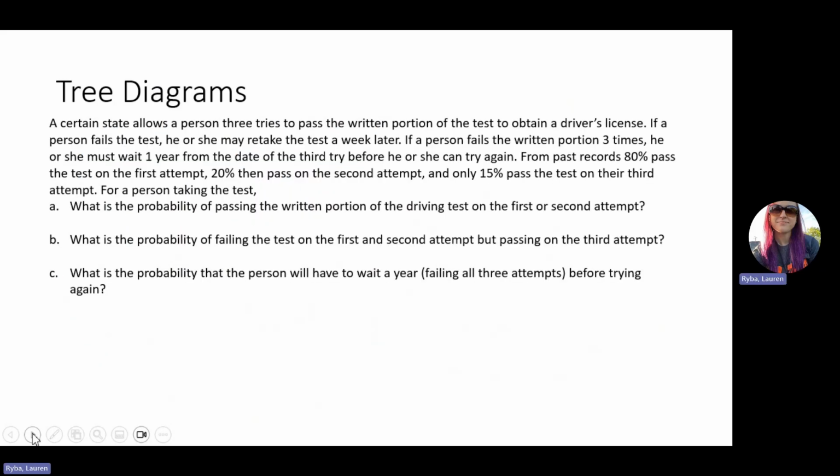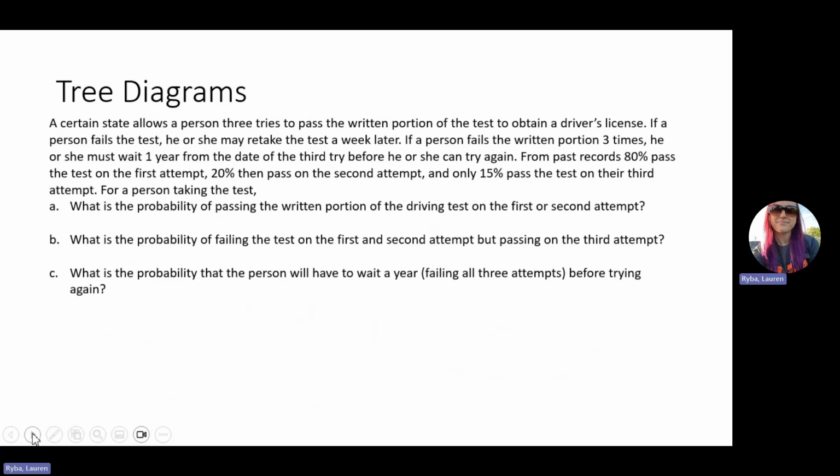Okay, sometimes it helps us to draw a tree diagram to help us in solving these. A certain state allows a person 3 tries to pass the written portion of the test to obtain a driver's license. If a person fails the test, he or she may retake the test a week later. If a person fails the written portion 3 times, they then must wait a year from the date of the third before they can try again.